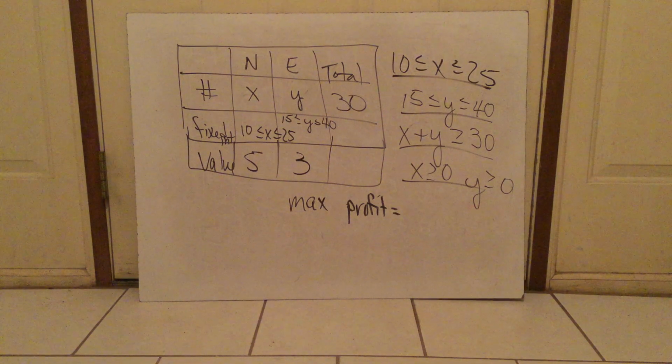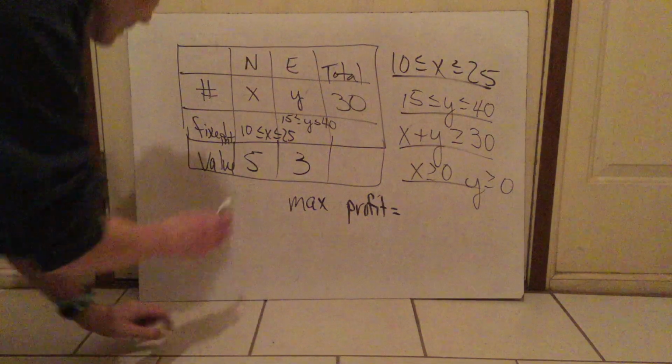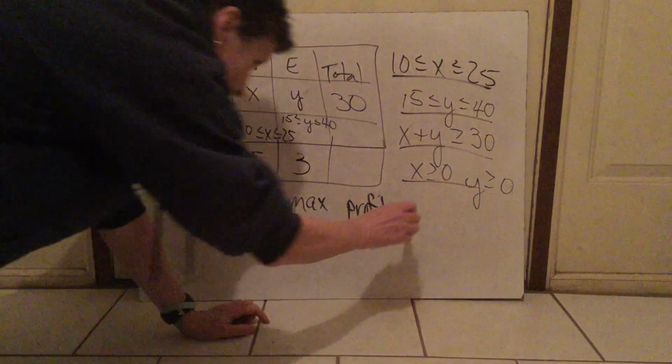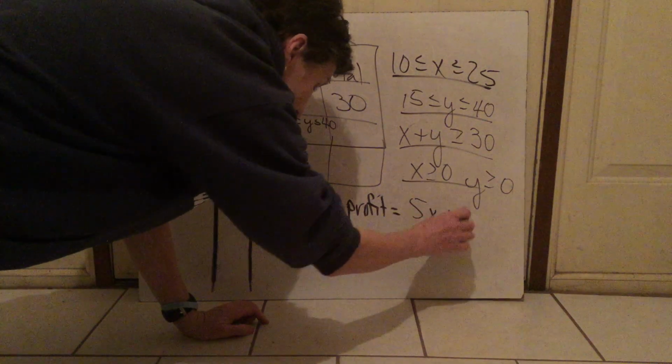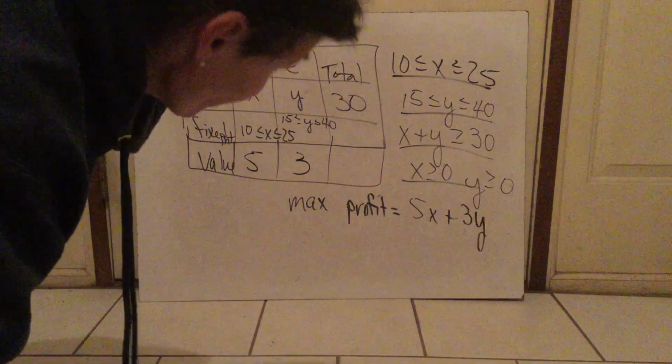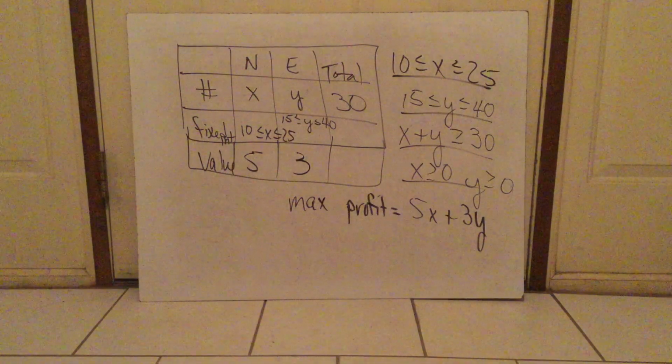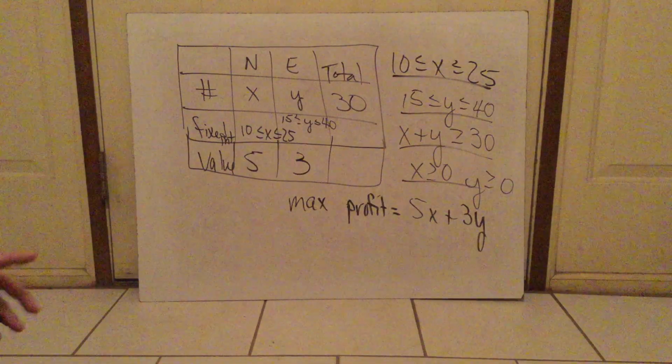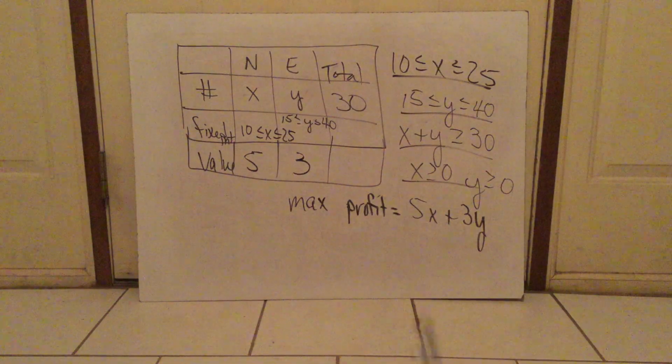And then what's our profit statement? What is our expression for the profit? Well, every X is worth 5 and every Y is worth 3. So there is our profit statement. Now, we're going to graph this.